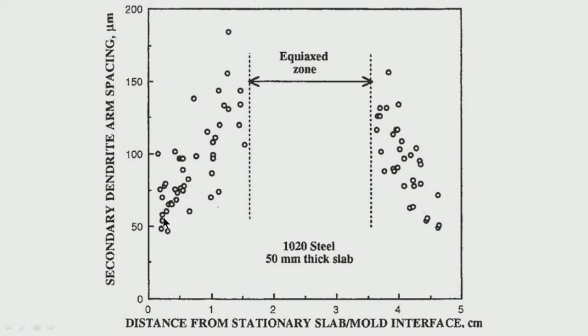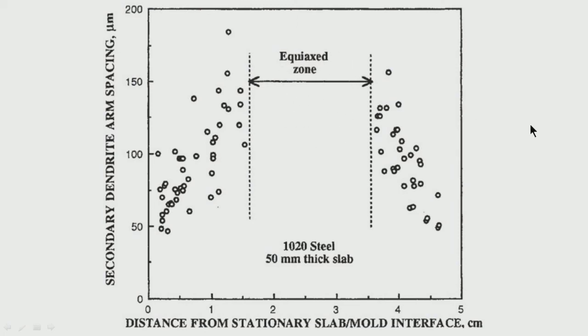In the columnar zone, at the surface it is very fine. You see the secondary dendrite arm spacing is about 50, increasing to as high as maybe 150 as you go inside. This is a 50 millimeter thick steel slab, that is 5 centimeter. As you go inside the slab from the surface, you have finer dendrites at the surface, and they become more and more coarse, columnar dendrites. Then you have the equiaxed zone, and then the other surface, since solidification is taking place from both surfaces. You see the surface is relatively finer, and as you go inside from both surfaces the secondary dendrites become coarser, and finally you have the equiaxed zone.